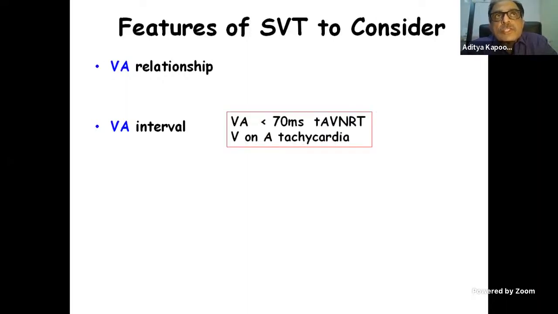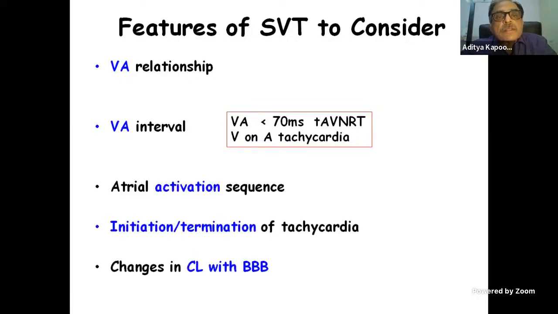If you have a very short VA interval, less than 70 milliseconds, we say it's usually a typical AVNRT or a V on A tachycardia. So that is the A right on top of the V signal. See the atrial activation sequence, see the initiation and termination of tachycardia. We'll see a few examples of changes in cycle length with bundle branch block and a few basic maneuvers if you have time.